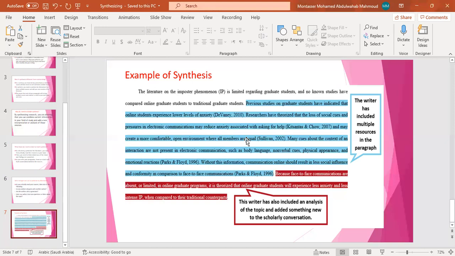So this is synthesizing in a very simple way. You combine information from different sources, you include multiple resources in your paragraph, and you follow them with your analysis, and you create at the same time your own idea by adding something new to the sources.